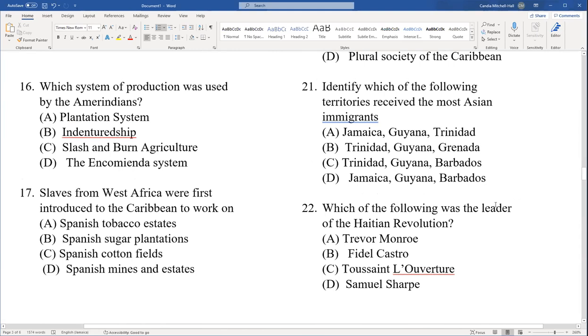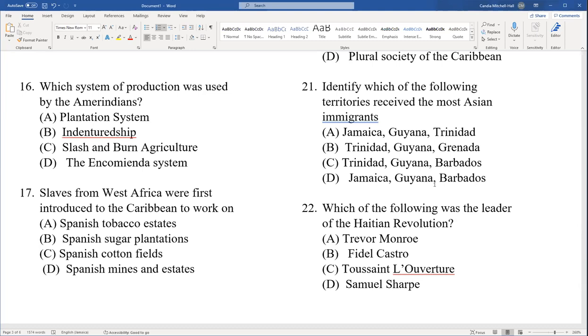May I have another volunteer, please? 21 to 25, ladies. I'll read. Go ahead for me, Palmer. Identify which of the following territories received the most Asian immigrants. All right. Which one is the answer, class? A. Yes. Grenada also received Asian immigrants.